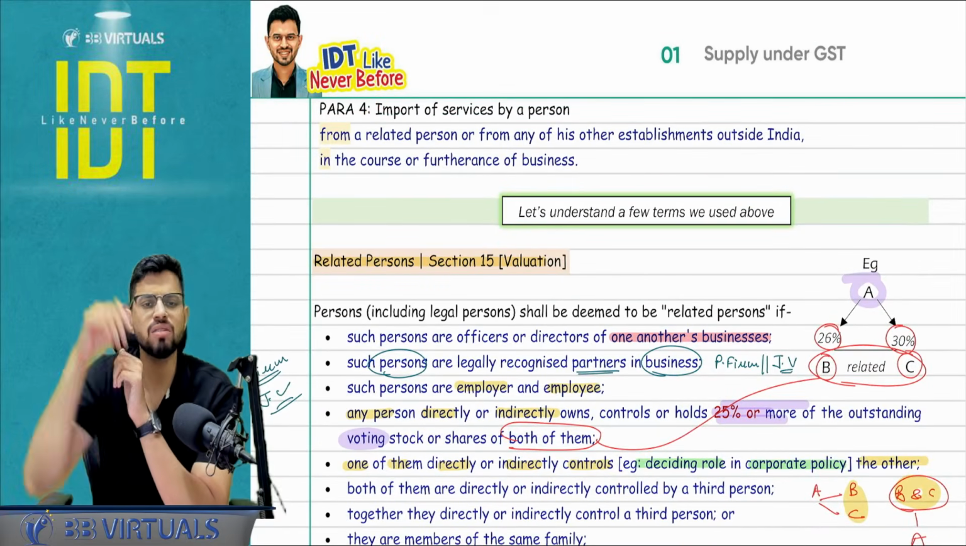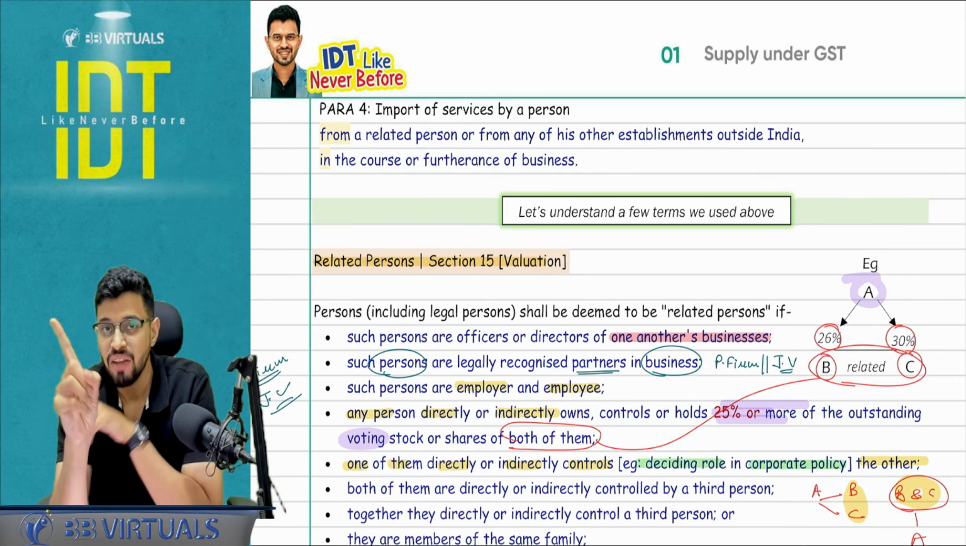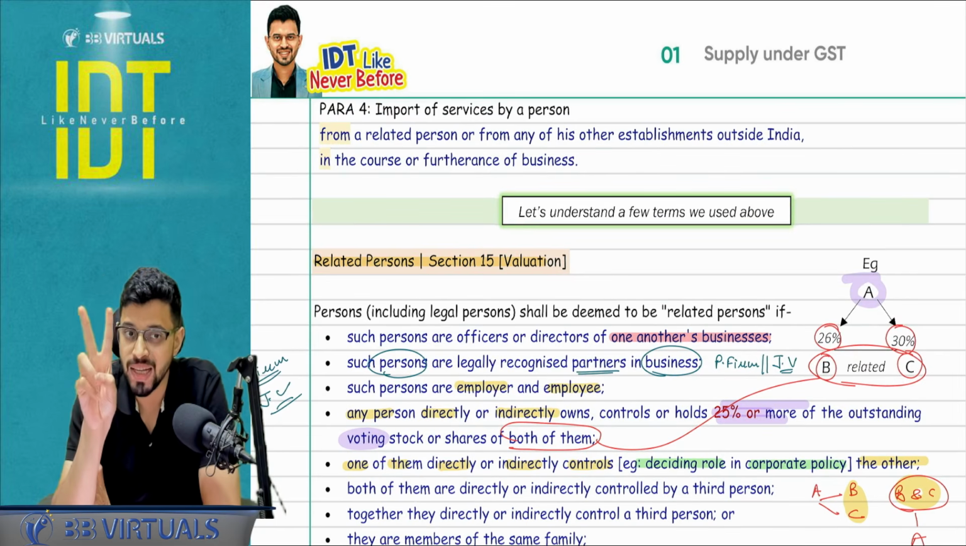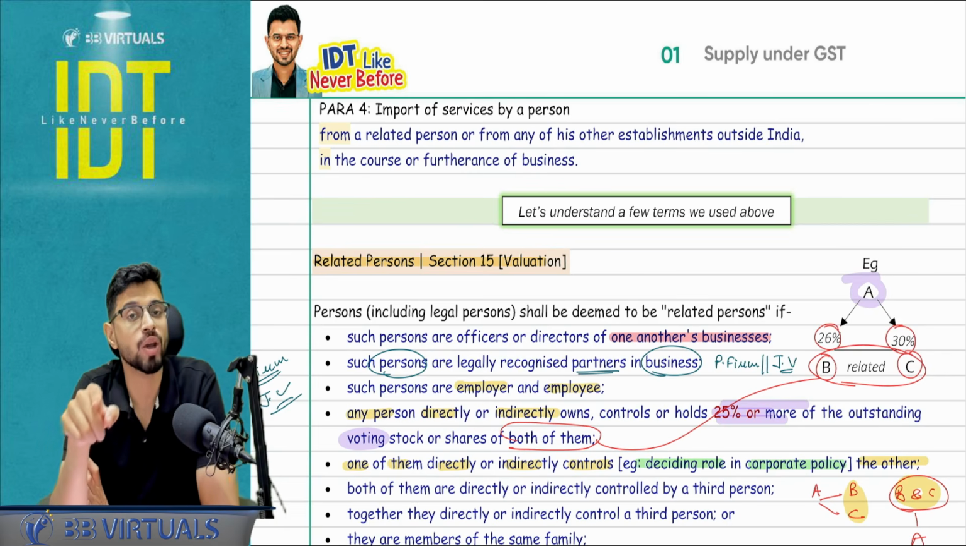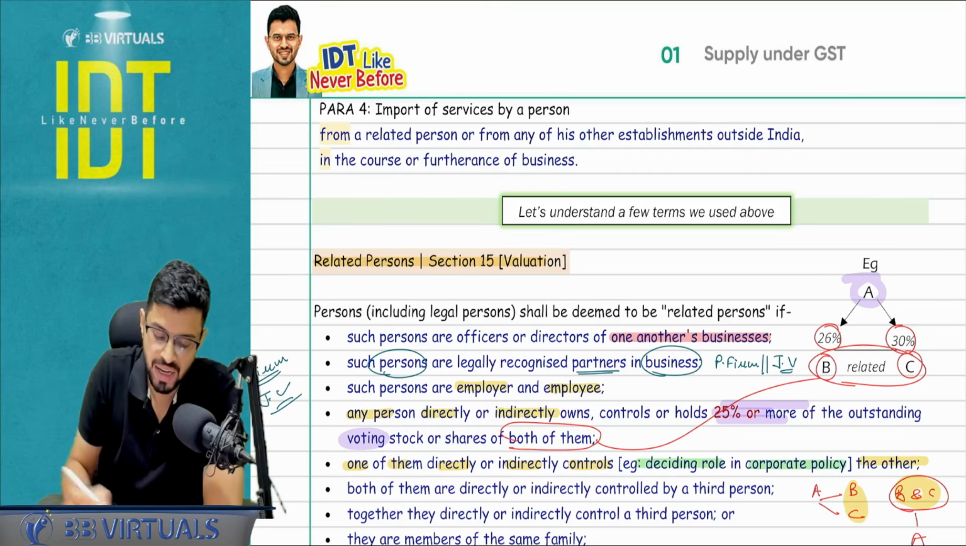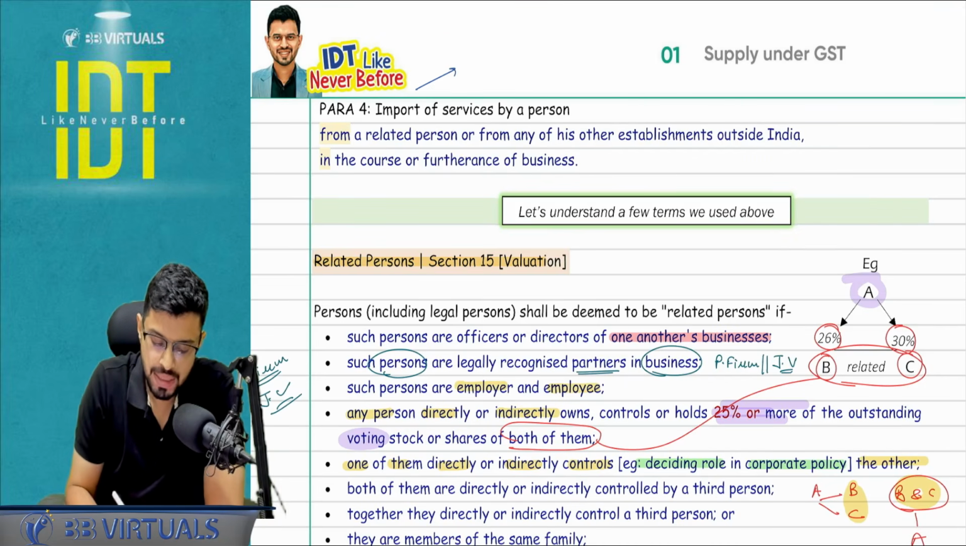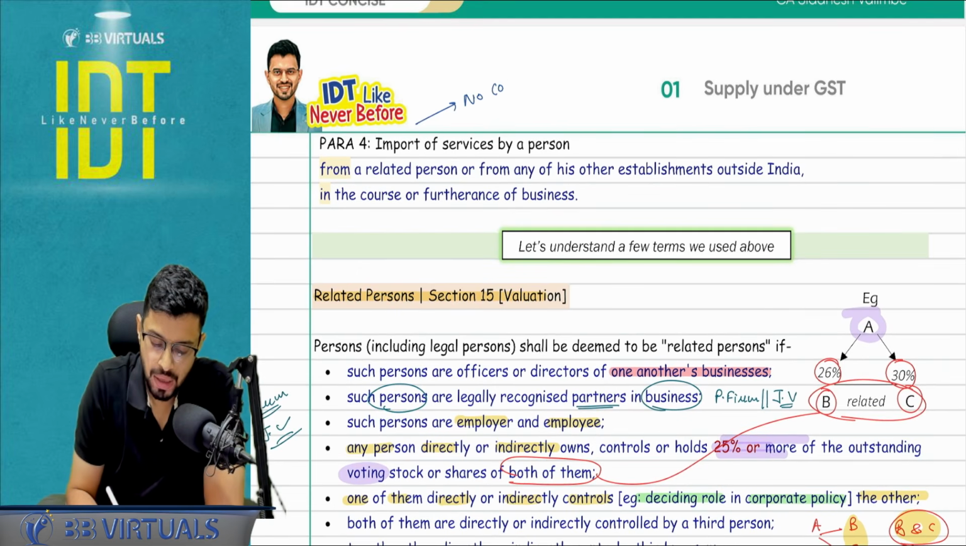But sir, we have already covered import of services. No. We have covered import of services when the consideration was involved in 7(1)(b), where the business test was irrelevant. But here, when we are talking about this in the context of Schedule 1, it means there is no consideration. So when there is no consideration, 7(1)(b) will not apply.